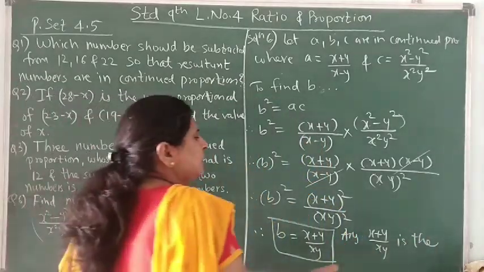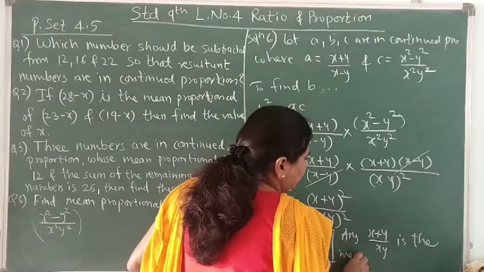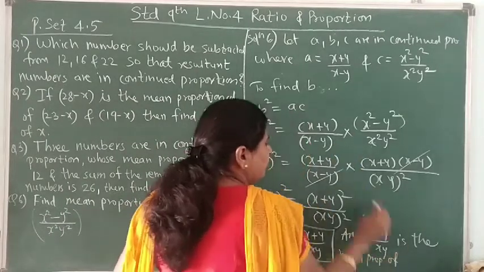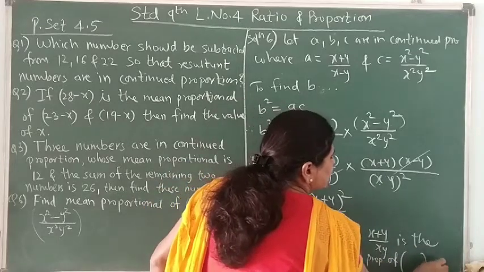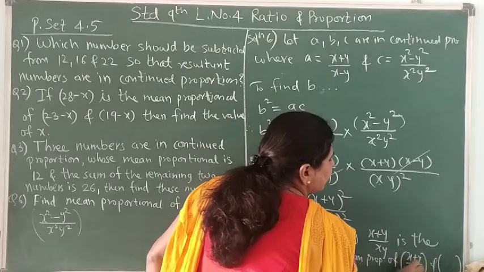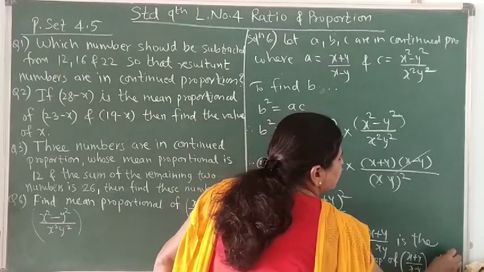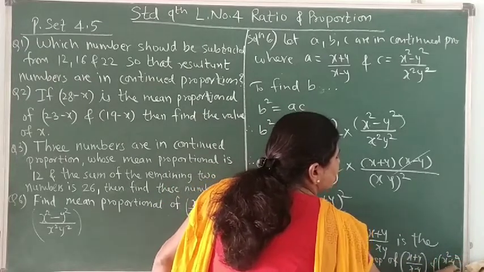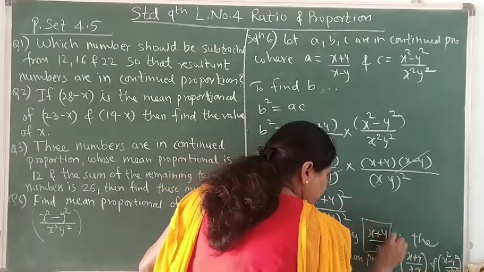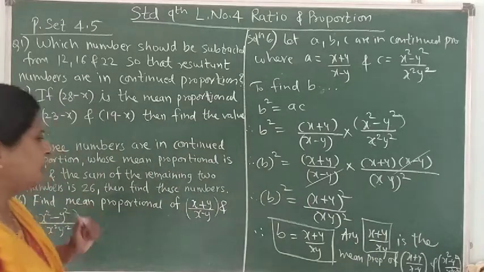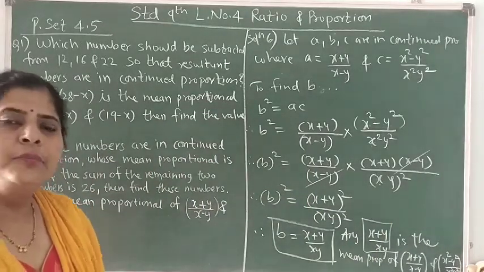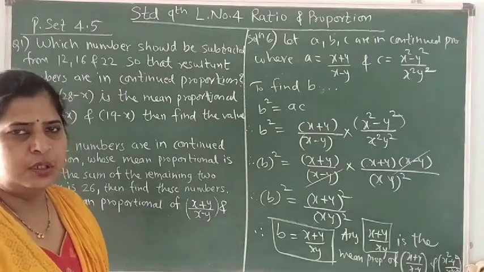x plus y upon xy is the mean proportional of the given two terms. The two terms, this and this. You can copy whatever it is. X plus y upon x minus y. Here it is x square minus y square upon x square y square. So this is the mean proportional of the two given terms. So we have found this mean proportion of these two terms.